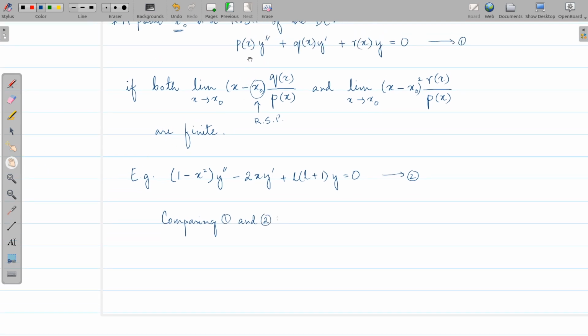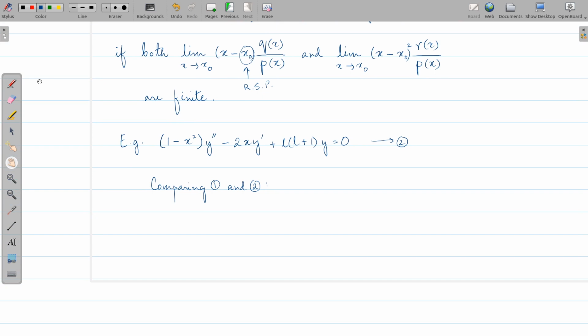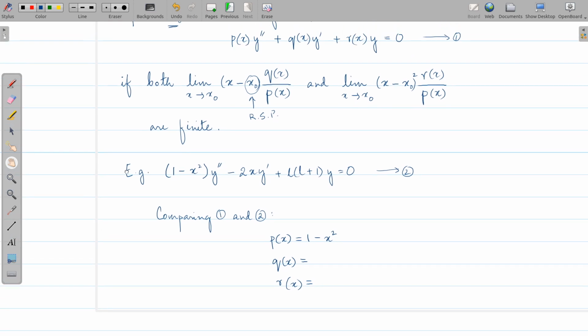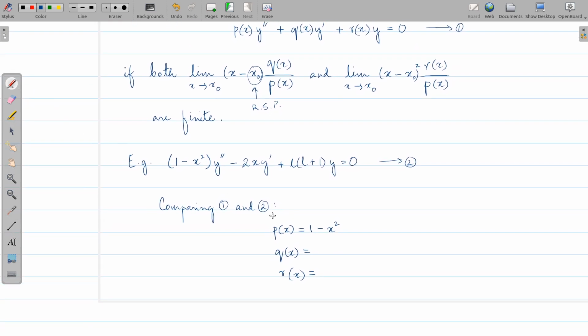We realize that p of x is nothing but 1 minus x square. What is q of x and what is r of x? Compare 1 and 2. Tell me what is q of x.